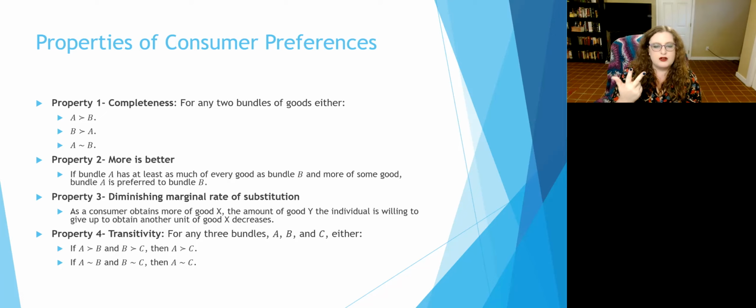Three, there's a diminishing marginal rate of substitution. The more you have of one good, the less you're willing to give up of the other good to get more of that first good. And four, transitivity, you have some alignment of preferences. If you like something the best, you like it the best regardless of what other things you're thinking in between.